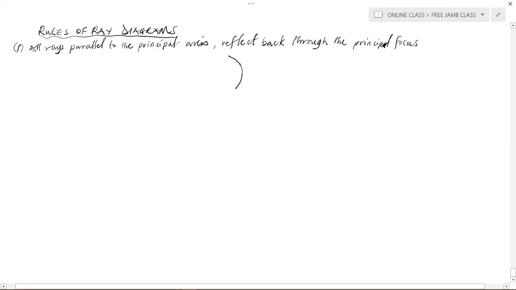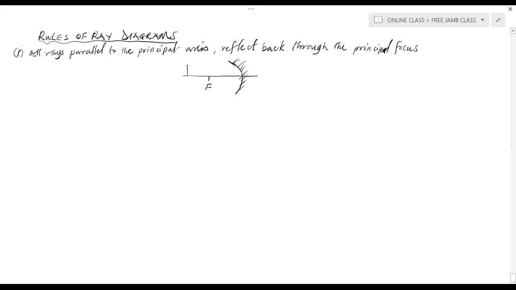Assuming you have this principal axis, this is an object, this is the principal focus. If an object is here and there is a ray from there parallel to the principal axis.